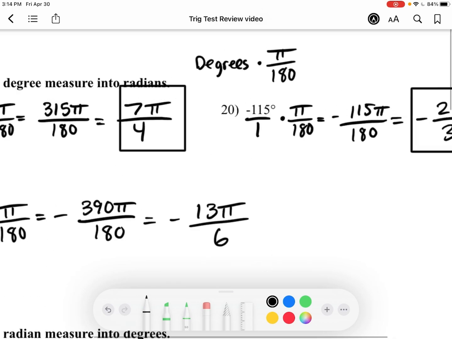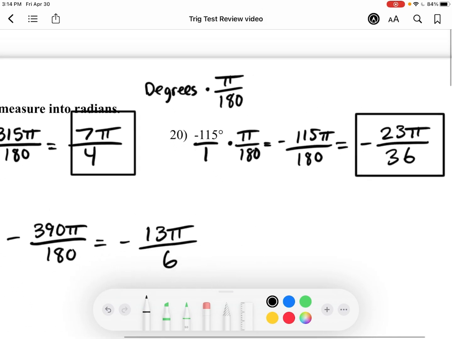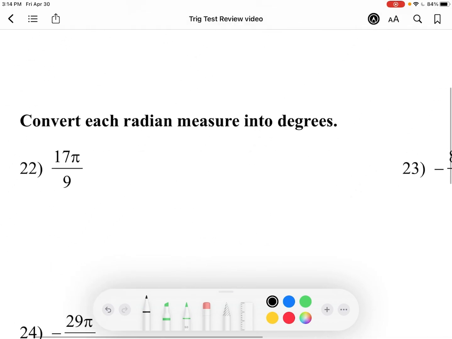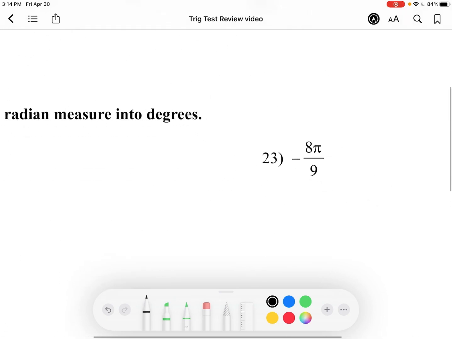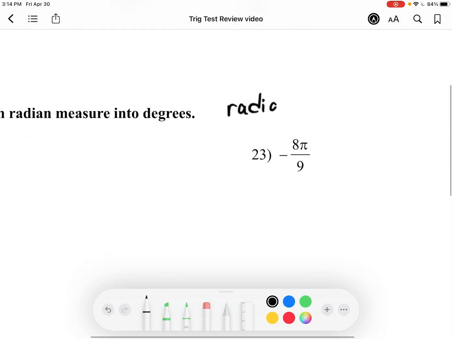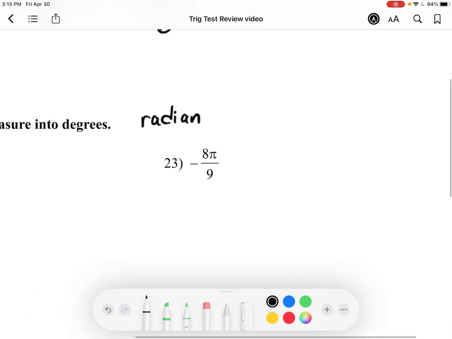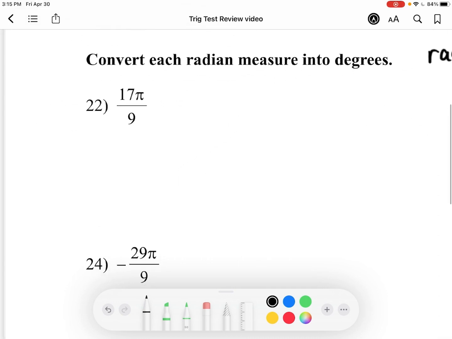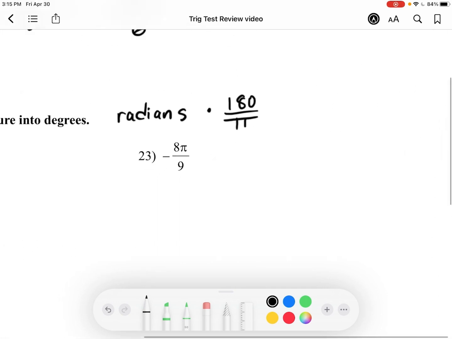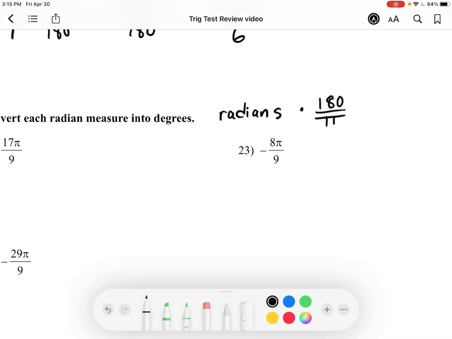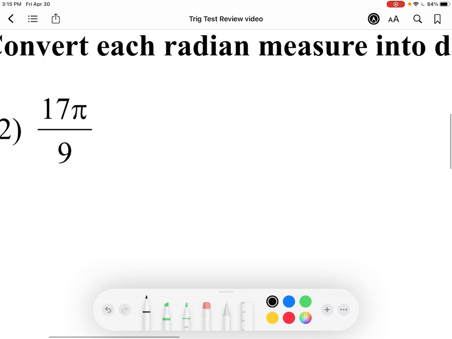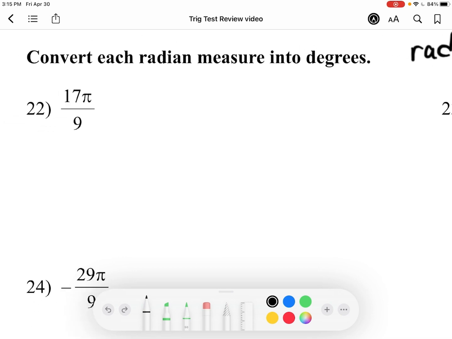Okay, so just remember, multiply degrees times pi over 180. And when you're converting from radians into degrees, you multiply by the reciprocal of that. When you have radians and you want to change to degrees, multiply radians by 180 over pi. The way you can remember this is you want to get rid of pi. So having pi in the numerator of what you're multiplying by will get rid of pi. They'll cancel each other out, right?